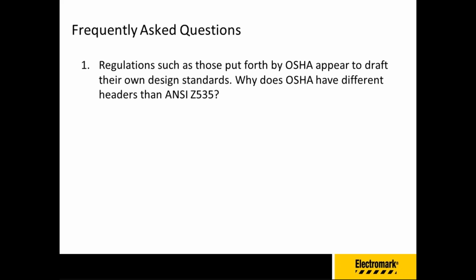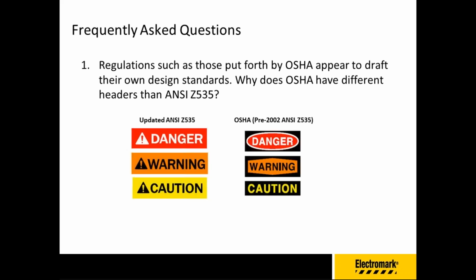Oh, excuse me. So we're on to frequently asked questions. The first frequently asked question I put up here is that regulations, such as those put forth by OSHA, appear to draft their own design standards. So why does OSHA have headers that are different than ANSI Z535? You may be familiar, if you look at the headers on the left, those are the current ANSI Z535 headers. The ones on the right are often referred to as OSHA headers.